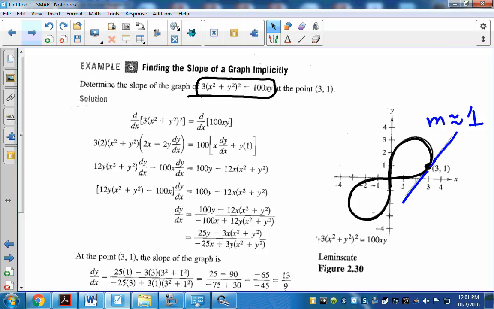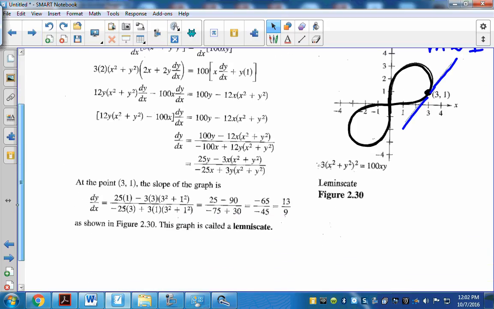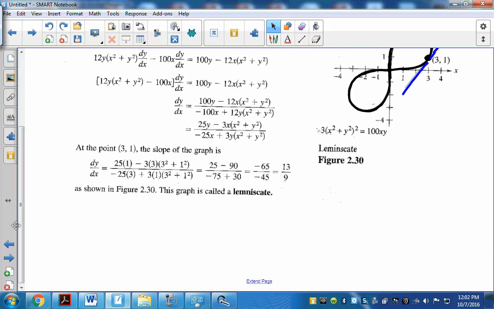When you go through all of this, all the way at the end, you find out that the slope is in fact 13/9, so not 1, right? A little bit more than 1. 1 would be 9/9. This is 13/9. Okay, but I'll let you go ahead and play with that one. See if you can follow through.